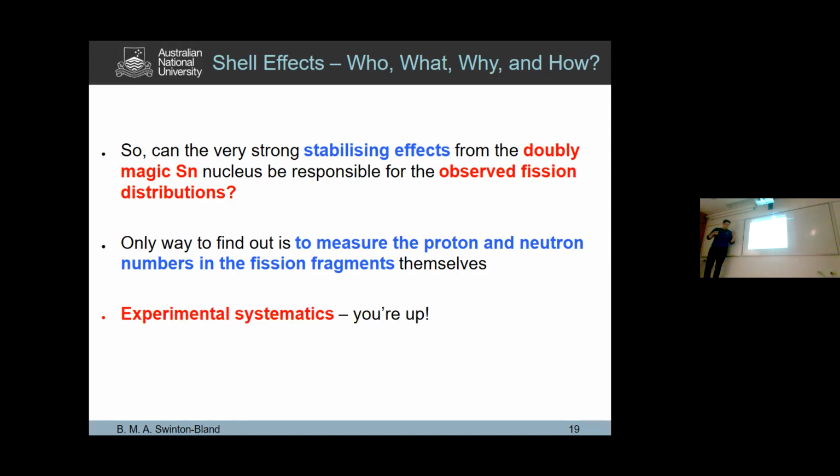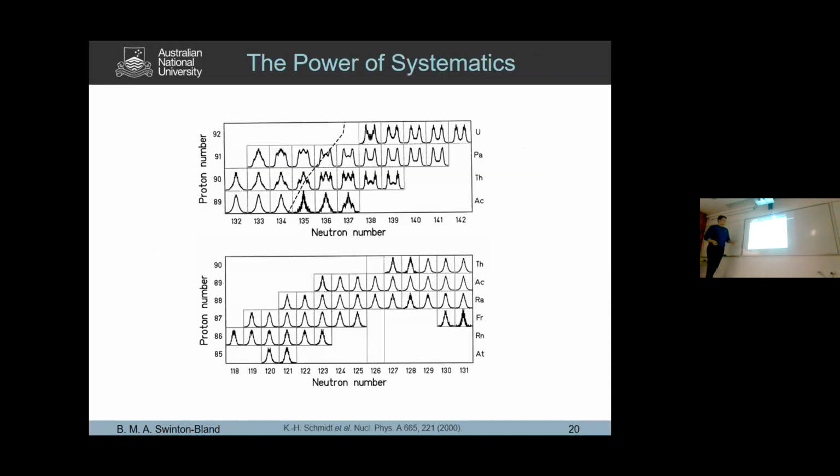Now, this is where experimental systematics comes in. Now, I'm going to be running a competition: whoever guesses the number of times I say the words experimental systematics wins a free bottle of cordial. So it's a big prize. So I'll be saying it a lot. Okay, so let's look at some experimental systematics.